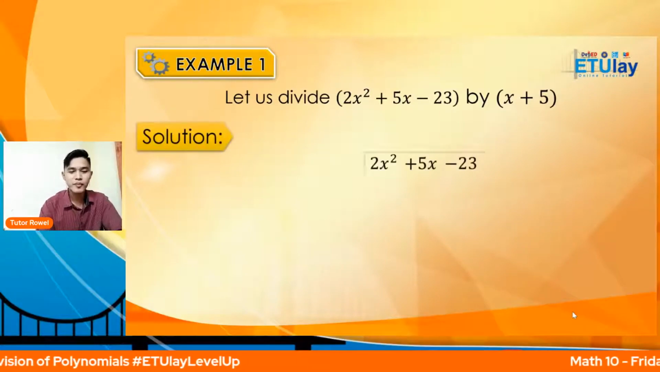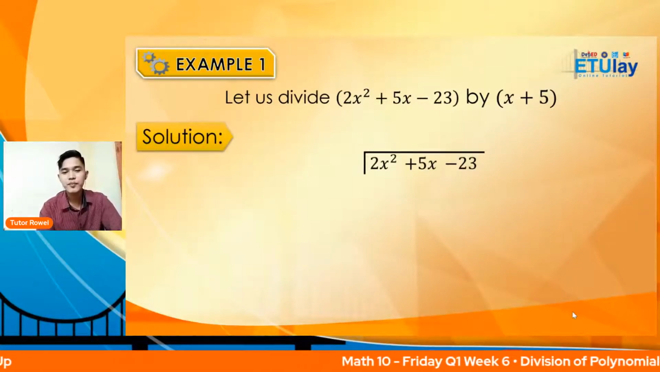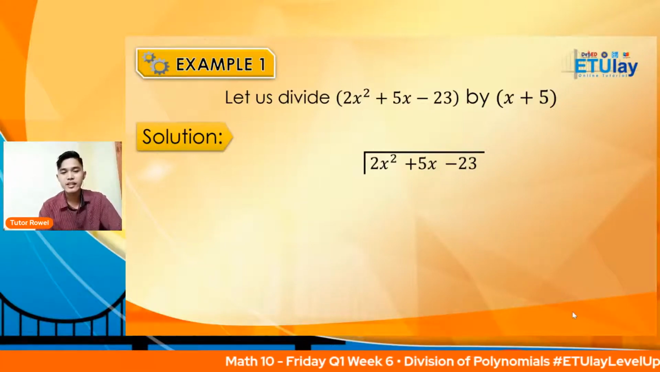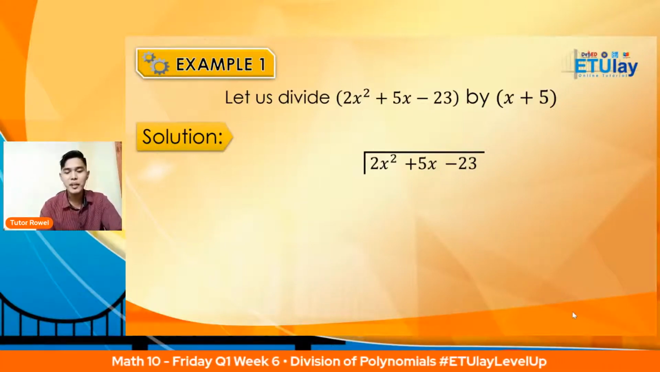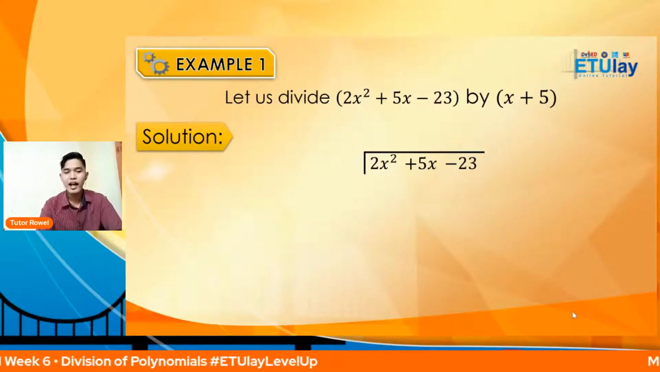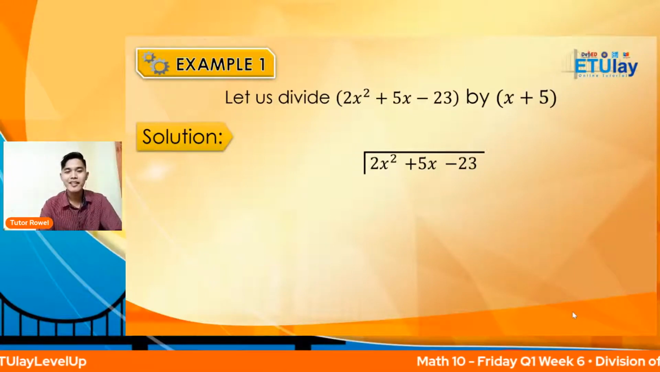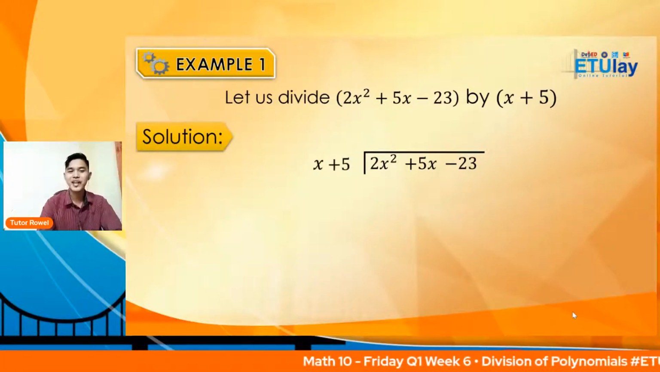Okay, ito yung step. Papakita ko sa inyo. Una, isulat natin si dividend, that is 2x squared plus 5x minus 23. Tapos may division symbol. Ang nasa labas is the divisor. Ano yung divisor? That is x plus 5.